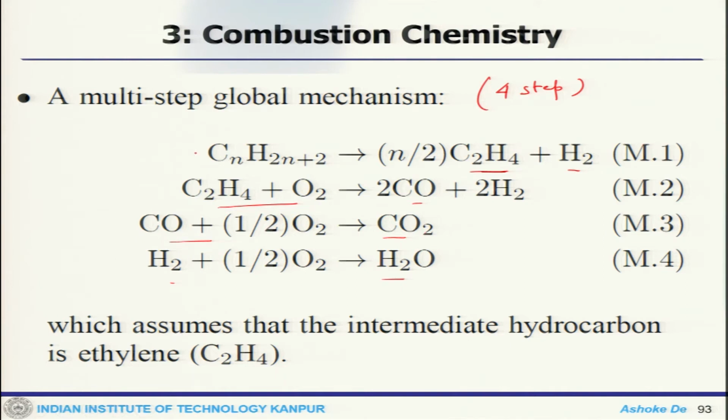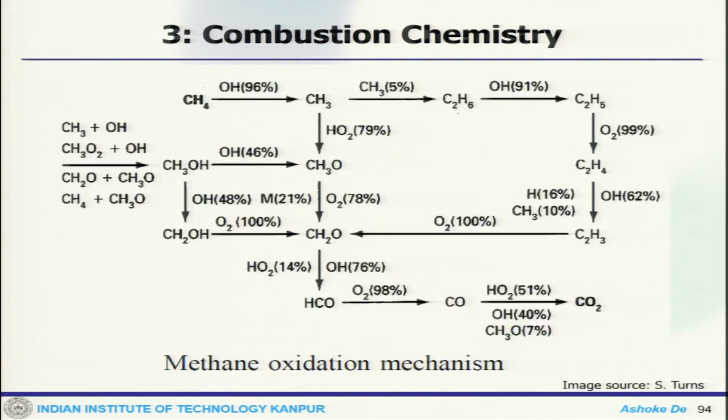But the higher order hydrocarbon first breaks down to a lower order one, and then from there it goes on. So, even if you take an example of methane oxidation, it goes in different ways. This is first our methane. When it reacts with OH, it forms the CH3 radical, then CH3 goes to C2H6, C2H5, C2H4, C2H3, then finally reacts with oxygen.